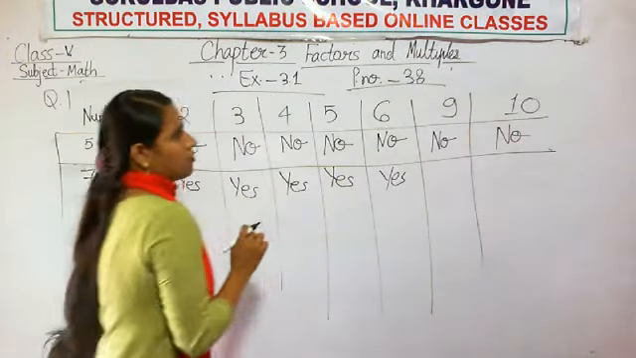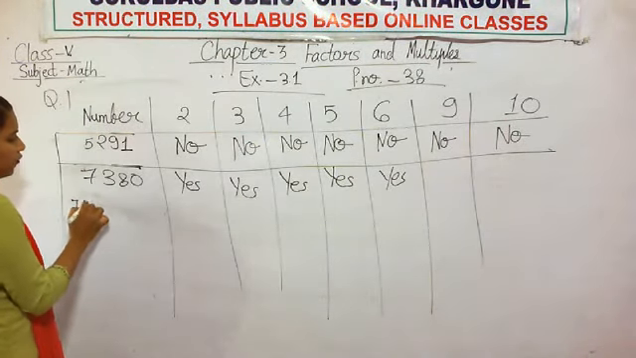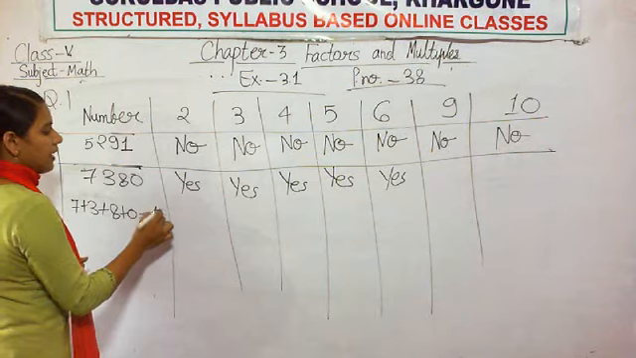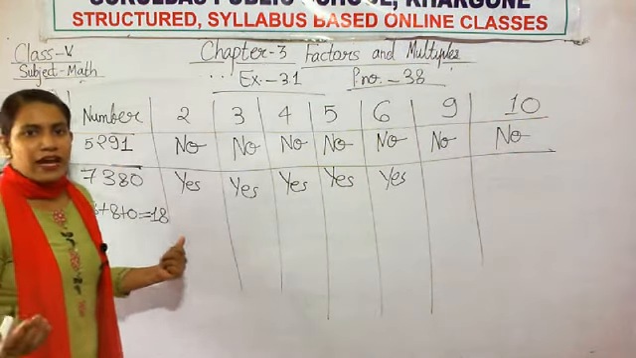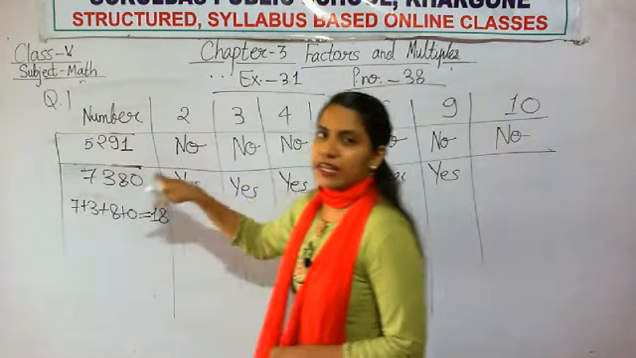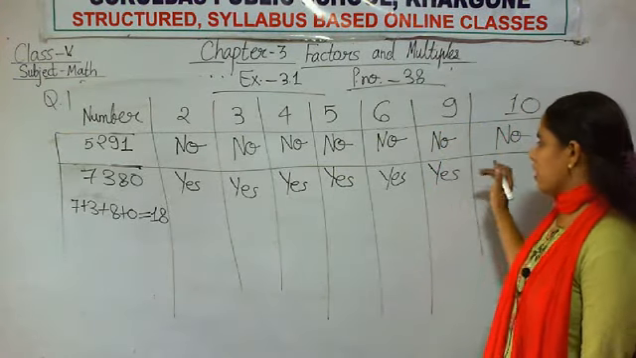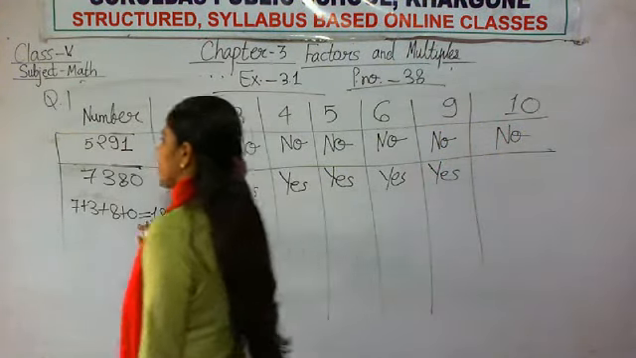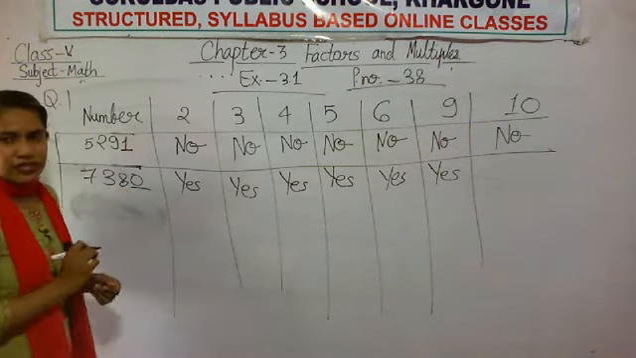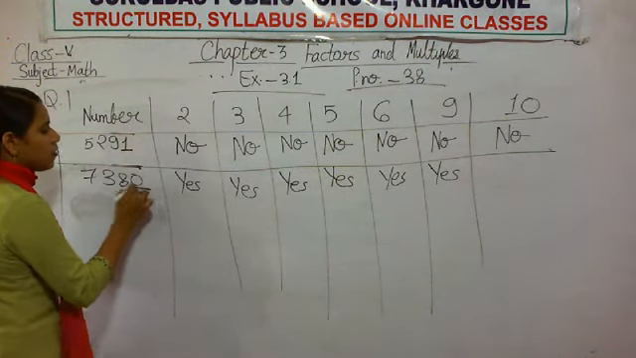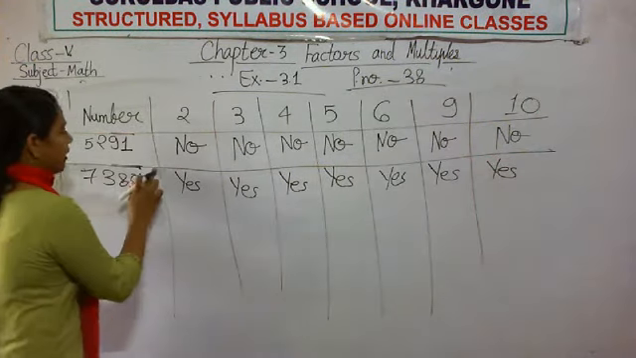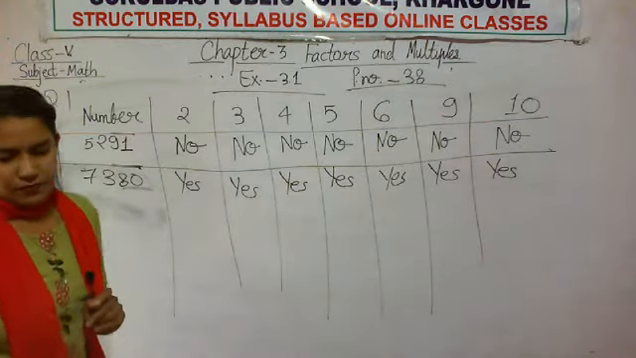Now check for 9. For checking 9, you have to find the sum of all the digits. So find it: 7 plus 3 plus 8 plus 0. The sum is 18, and 18 is a multiple of 9. So yes, the whole number 7380 is divisible by 9. Now check the divisibility by 10. For checking the divisibility by 10, you check the ones place of the number, and the ones place of the number is 0. Then yes, we conclude that 7380 is divisible by 10.